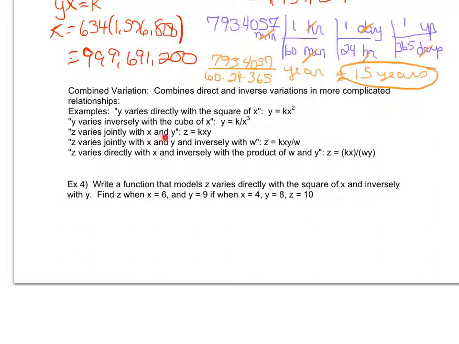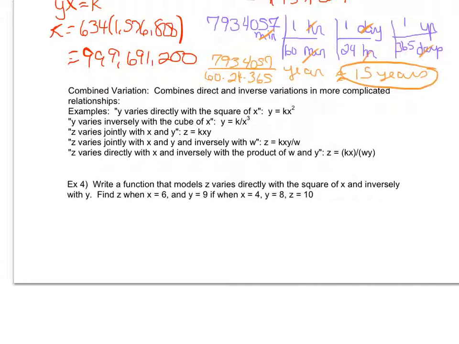It varies jointly with x and y, so the constant is multiplied by both x and y. Varies jointly with x and y and inversely with w. Varies directly with x and inversely with the product of w and y. So just some different examples. So let's go ahead and do that ourselves.